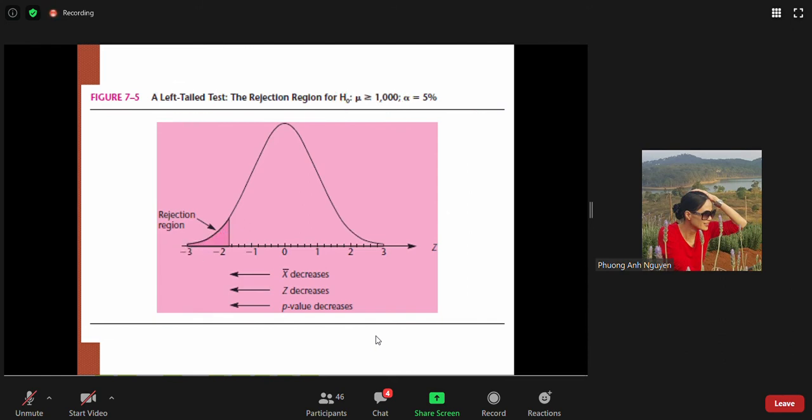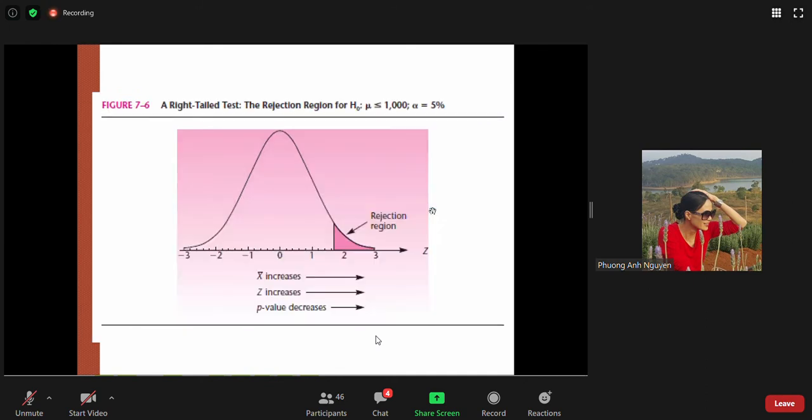Similarly for the right test over here. When you want to test mu smaller than something, you reject when X bar is far above 1000.